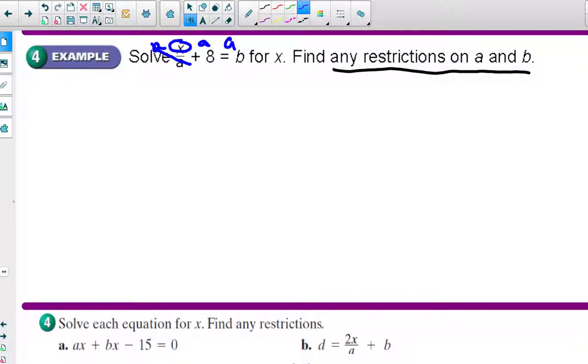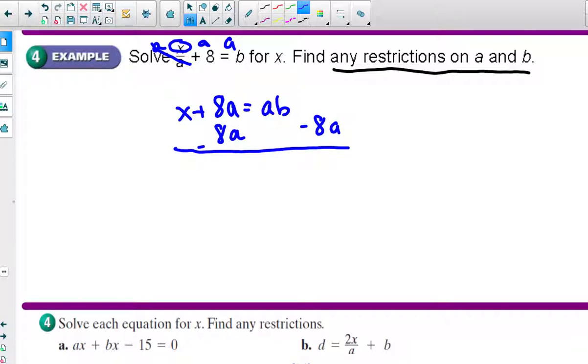That means the a's on that first term cancel out, and you have x plus 8a equals ab. We're going to subtract 8a from both sides because I want to isolate the x, and that gives us x, that cancels out, equals ab minus 8a. All right, so now looking at the finished equation, I don't have any fractions, so I don't have to worry about whether or not there's a restriction.